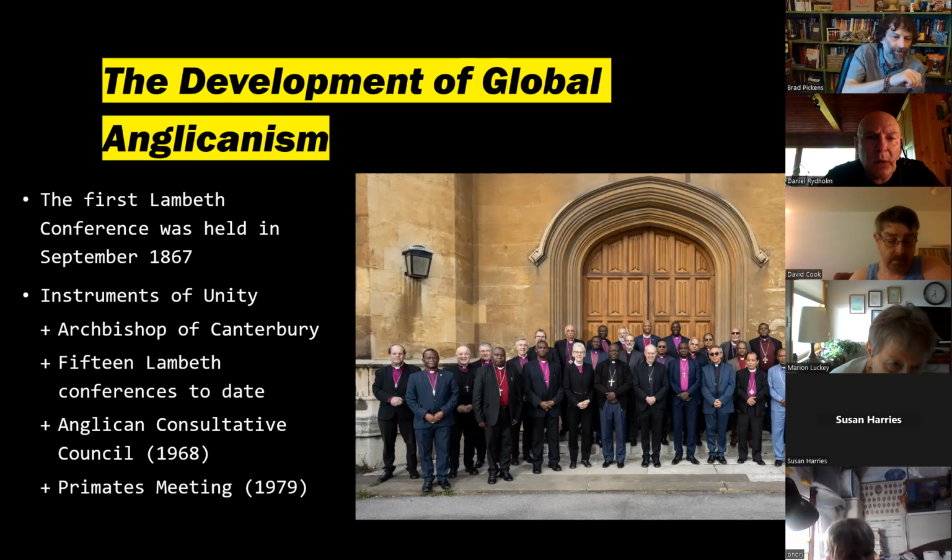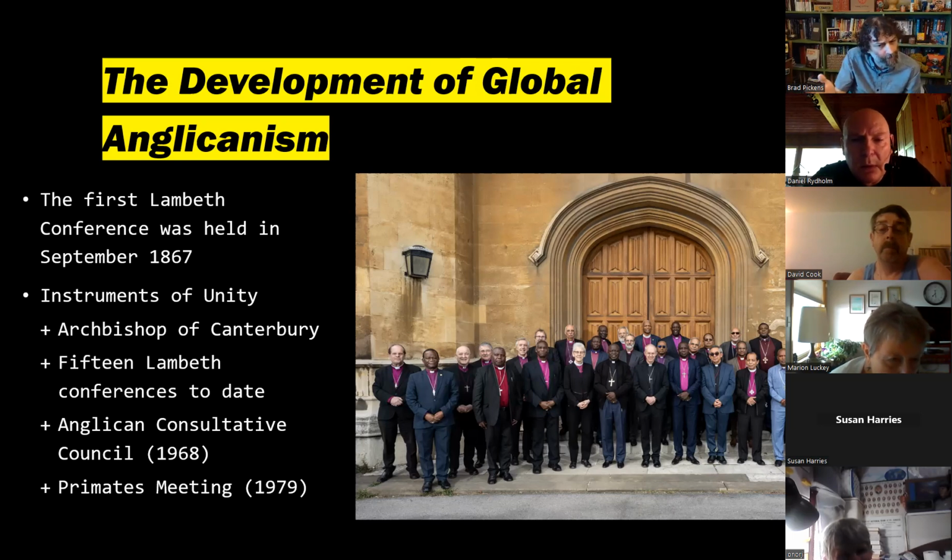And then you have the primates meeting, which is the most recent gathering. And it's the picture that I have here. I think the most recent one was maybe 2022, if I'm remembering correctly. And these are just regular meetings of the 38 primates. That is the people like Michael Curry, who leads national provincial churches. They all gather every 2 to 3 years to talk about issues facing the wider communion.